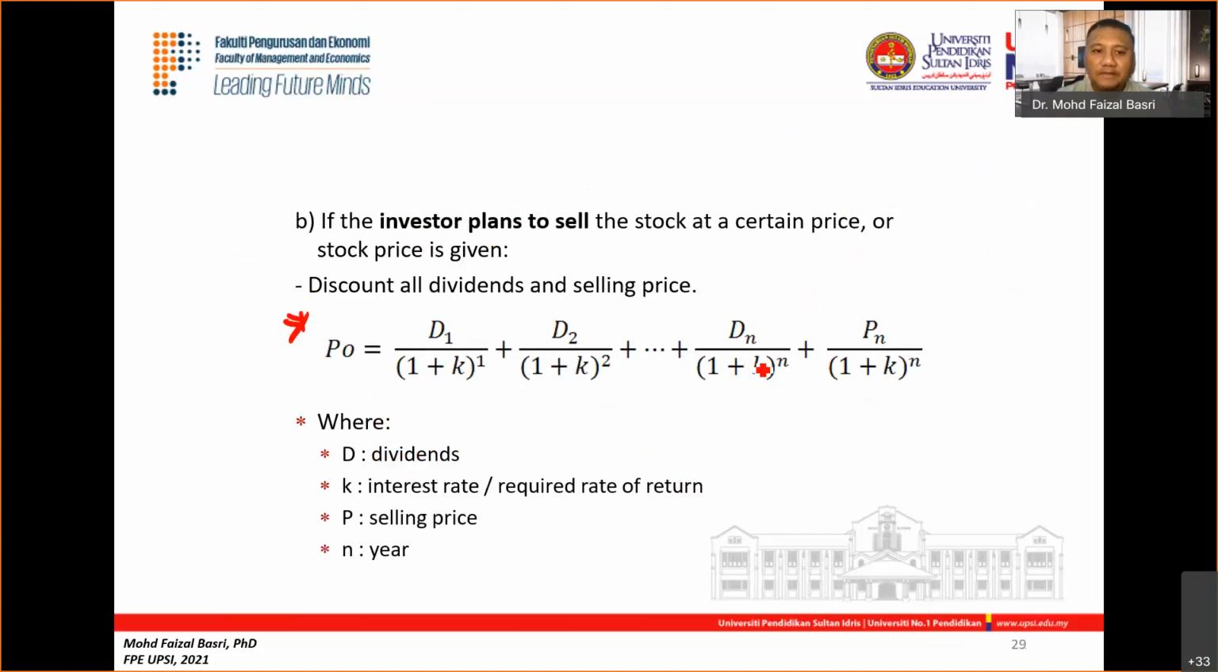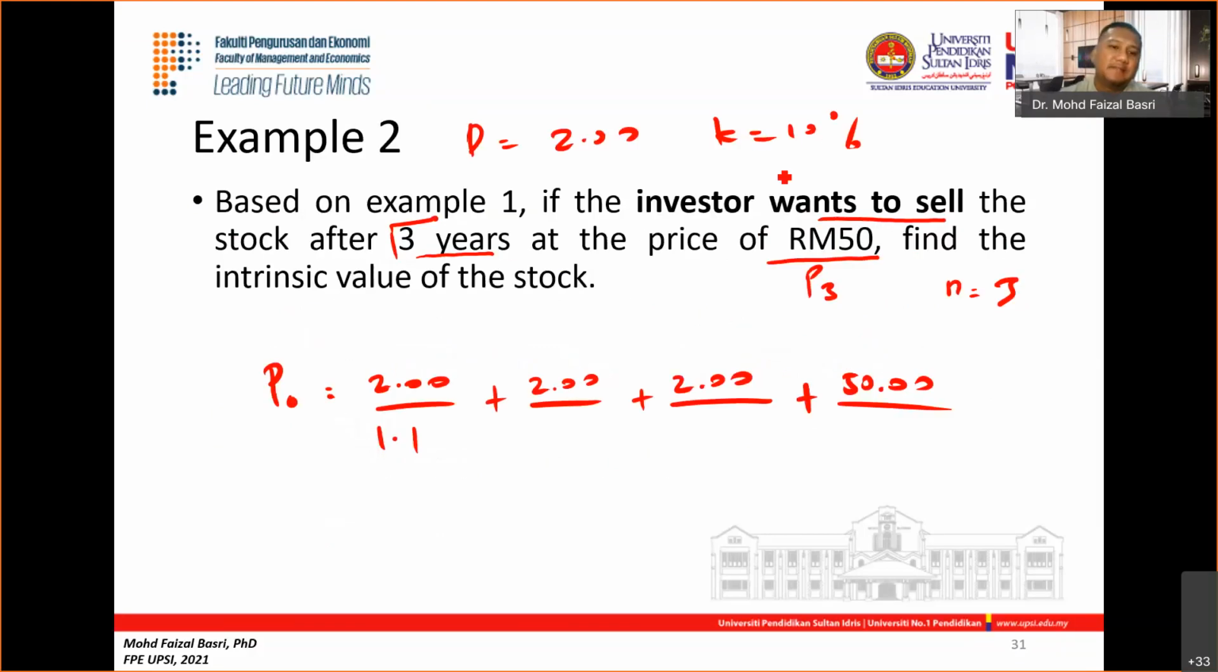So meaning, 1 plus K is 1 plus 10% is 1.1. RM2 divided by 1.1 plus RM2 divided by 1.1 squared. One put a bracket here. And the third one is 1.1 to the power of 3. Okay, N is 3, right? So our last also will be to the power of 3. So this N must be consistent, the last one. Must be consistent.